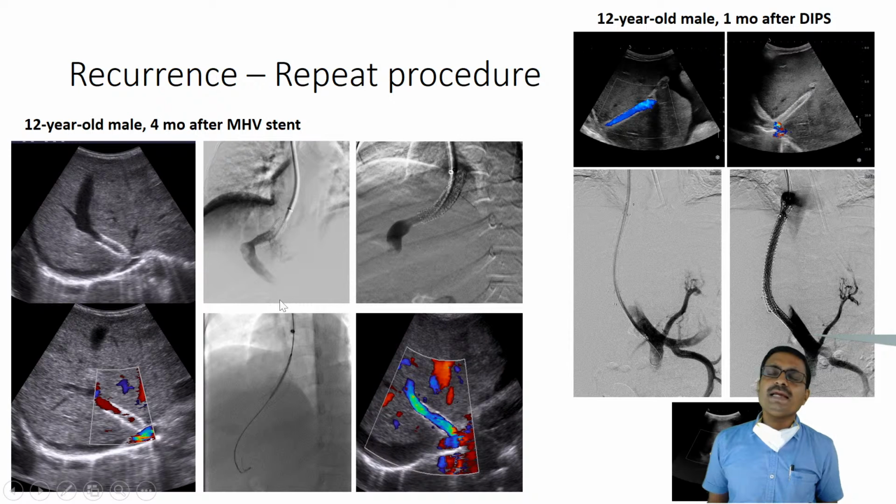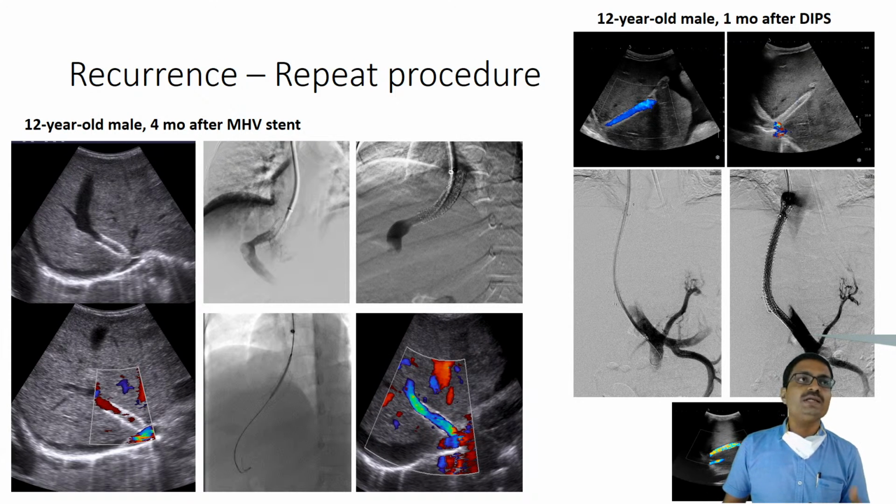Regarding recurrence, the procedure steps are again the same. If the patient comes back with recurrence, we either do a venoplasty or a stenting based on the anatomy and the morphology of the lesion. Even for occlusion of the DIPS, we again do a plasty and then place an overlapping stent if that becomes necessary.